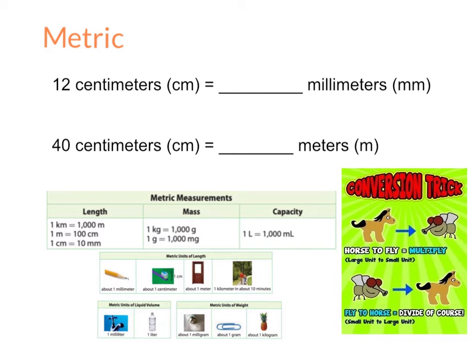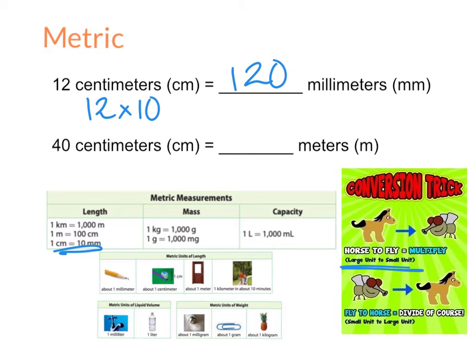Okay, 12 centimeters to millimeters. Again, I'm going from a bigger unit to smaller. So that's going to mean I multiply. So 12 centimeters times there are 10 millimeters in each centimeter. So 12 times 10 equals 120 millimeters.